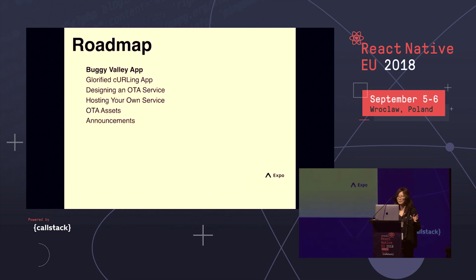So on our roadmap, I'm going to tell you a couple stories, and we're going to walk over how we're going to design an over-the-air service from first principles. And I'm going to talk about how to host your own, and we'll go into a couple other nitty-gritties. But first, I want to tell you the story about the Buggy Valley app.